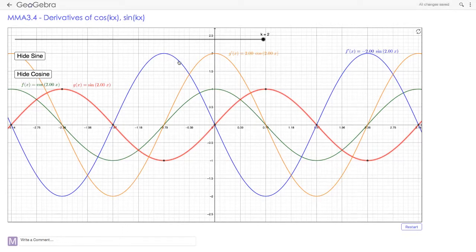Now the derivatives you see here, the derivative of sine 2x is this function up here, and you can see that it's bigger than 1. Why? Well, because this has a bigger slope than the original sine of x. And likewise for the cosine, here we have the cosine, and the derivative of that is this one.